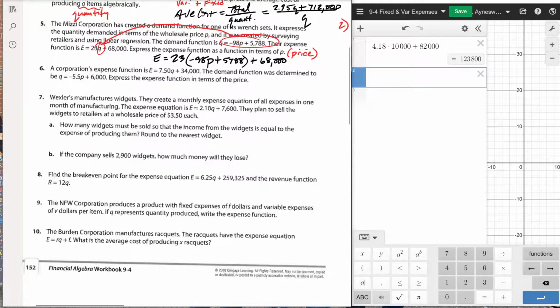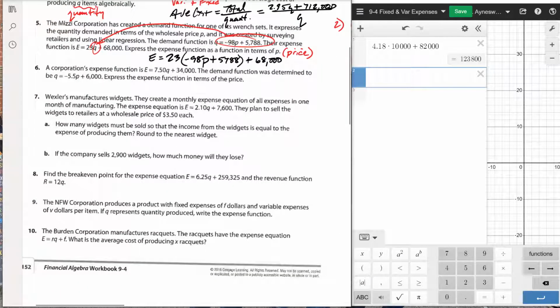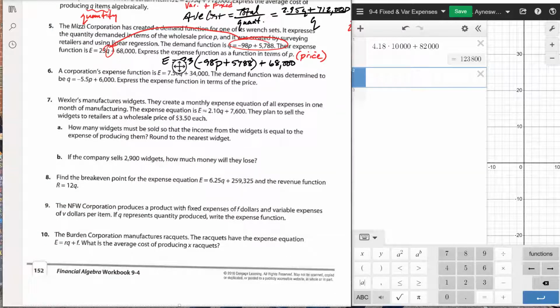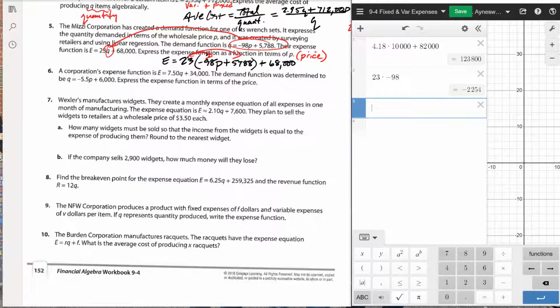That's why I brought my little Desmos over here off to the side. So I'm going to take 23 times a negative 98. And notice it gives me about negative 2,254. Now that's times P. So let me work on this side over here, so let's go off to the side and try to simplify this here.